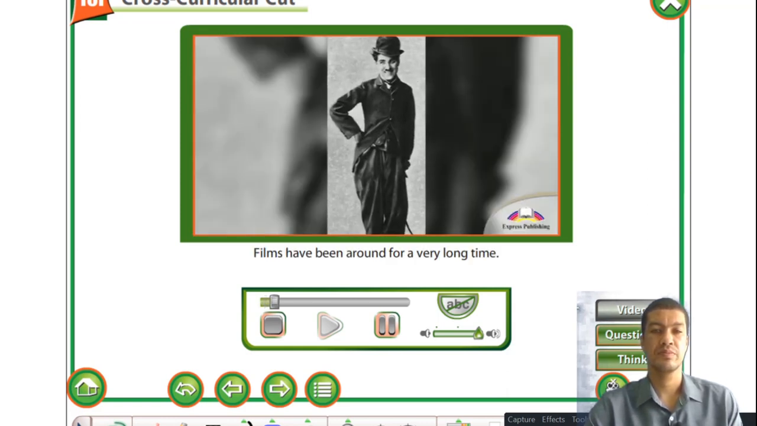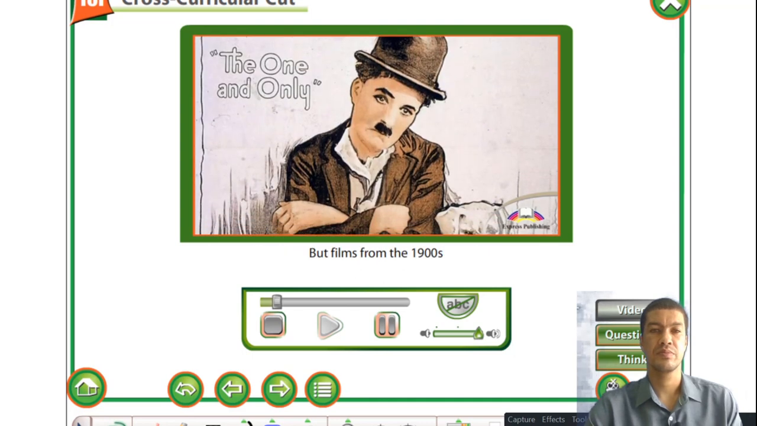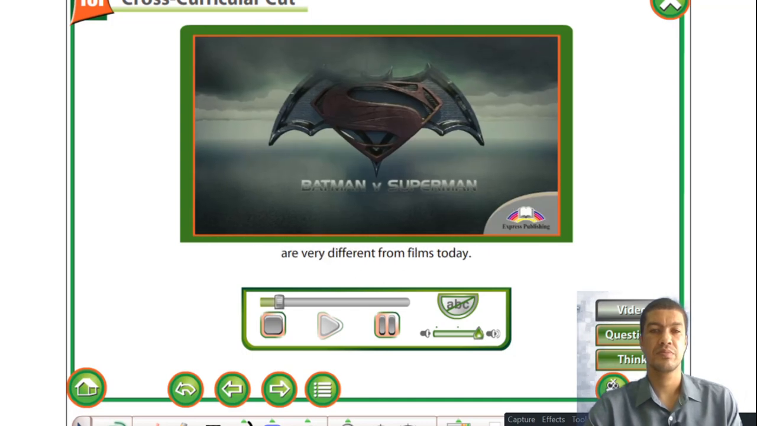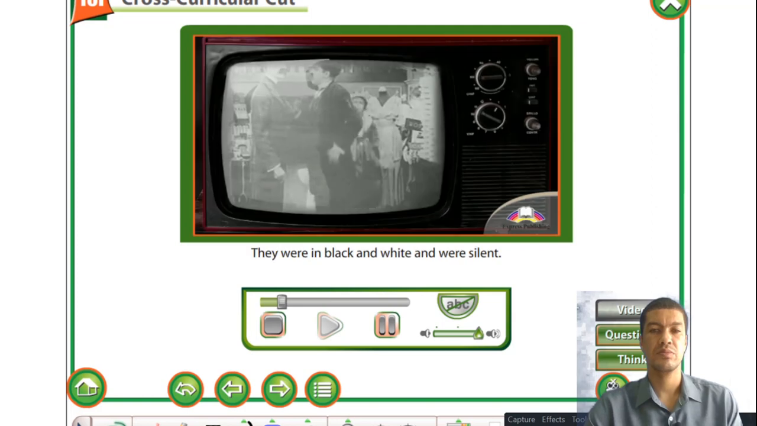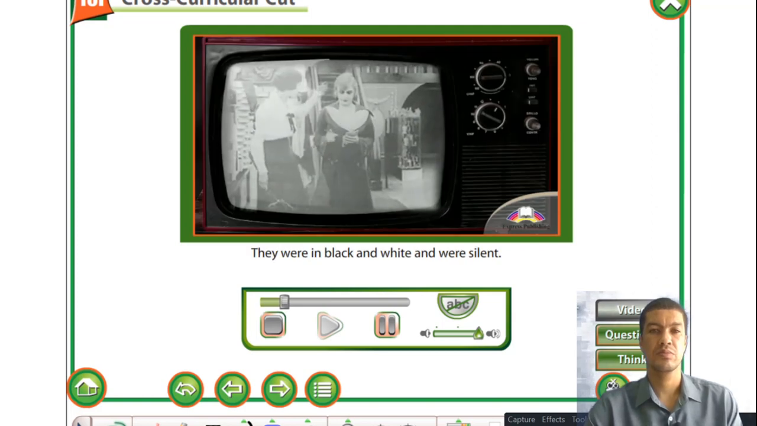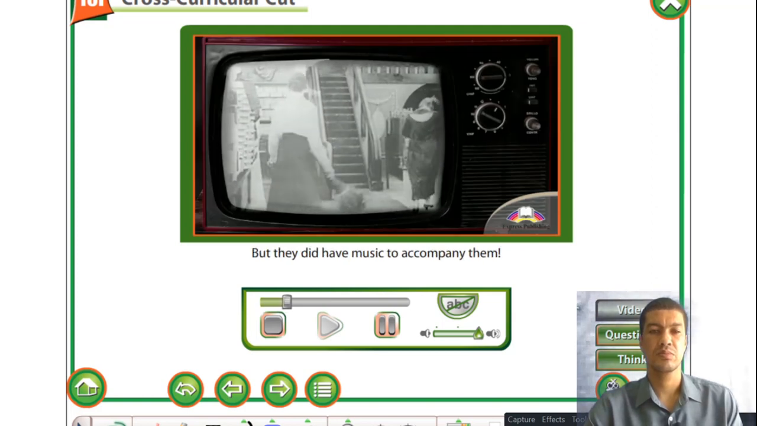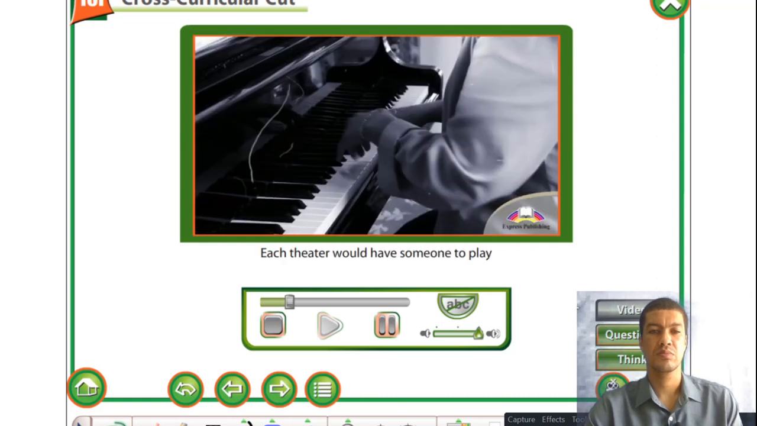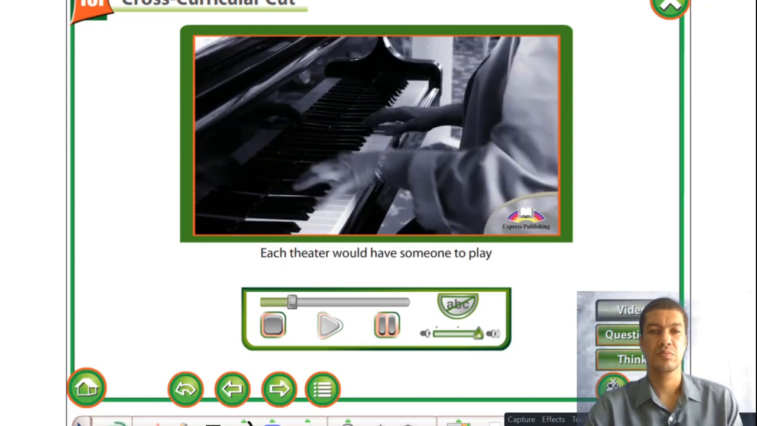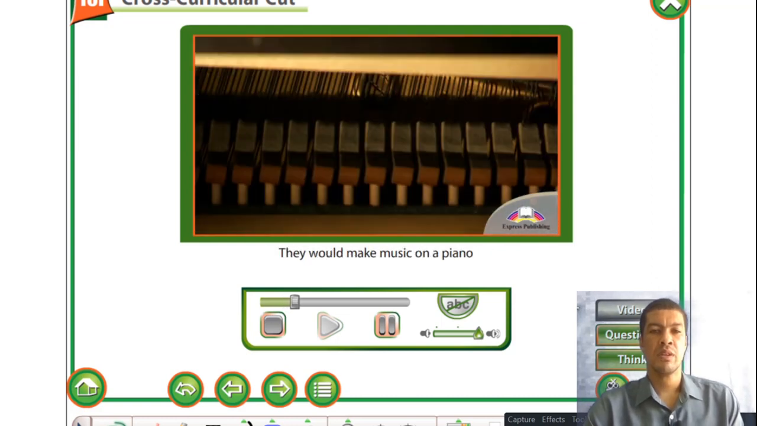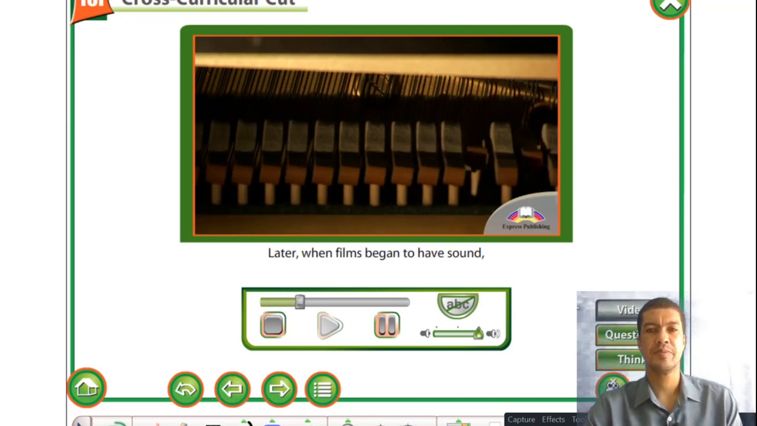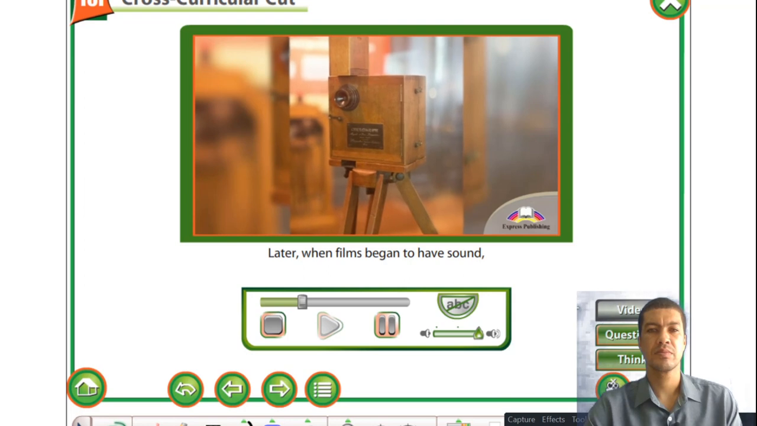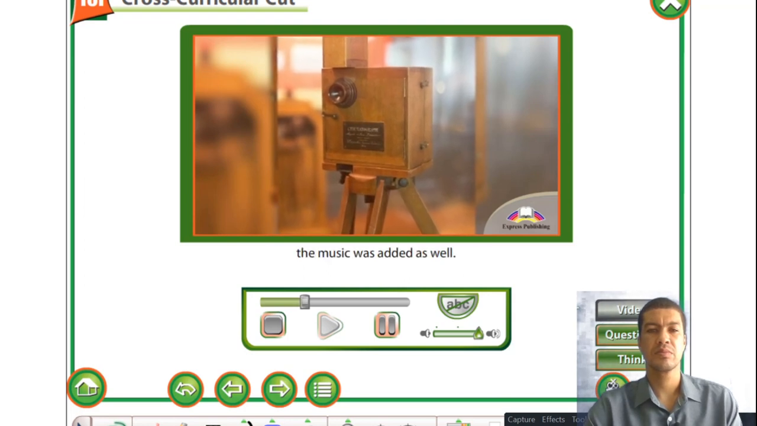Films have been around for a very long time, but films from the 1900s are very different from films today. They were in black and white and were silent, but they did have music to accompany them. Each theater would have someone to play alongside the film. They would make music on a piano to go along with the action on screen. Later, when films began to have sound, the music was added as well.